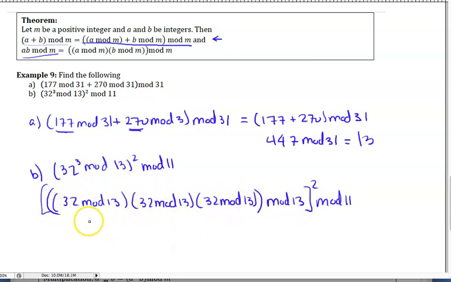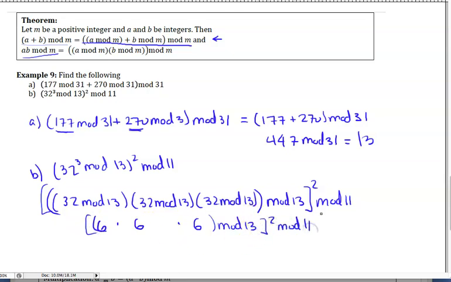So 32 mod 13 is, what's the remainder if I divide 32 by 13? 32 divided by 13 is twice, which gives 26, but then we get a remainder of 6. We get a remainder of 6 from here, 6 from here, 6 from here. All right, mod 13, squared, mod 11.